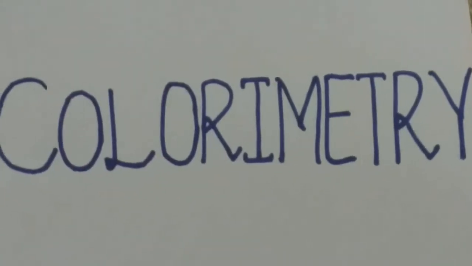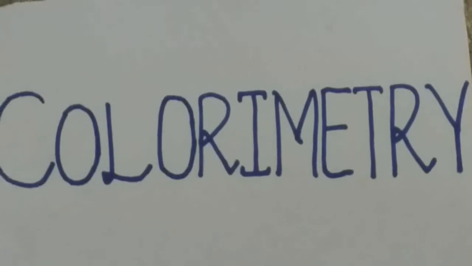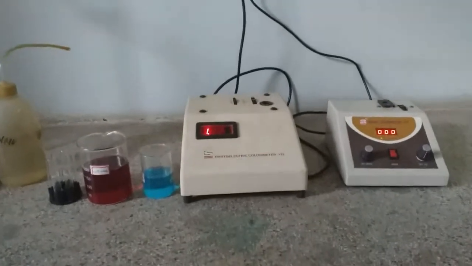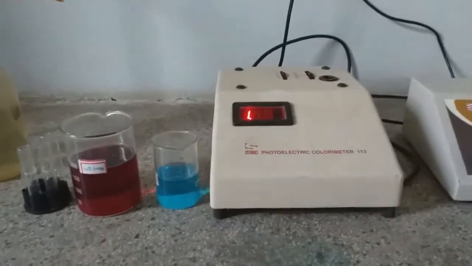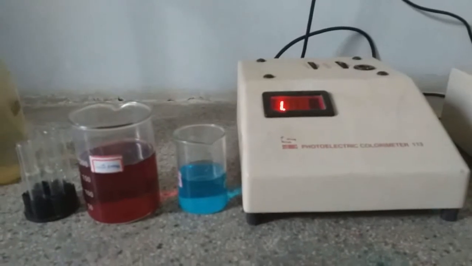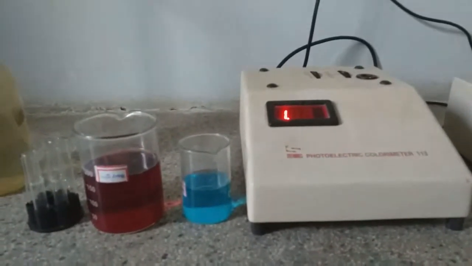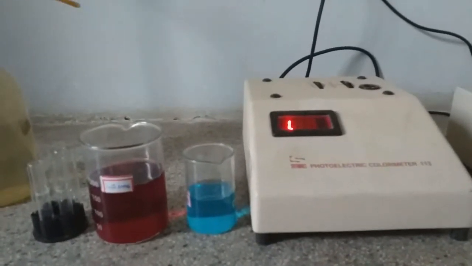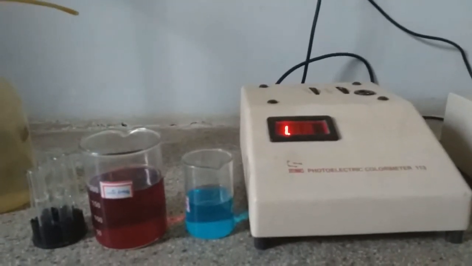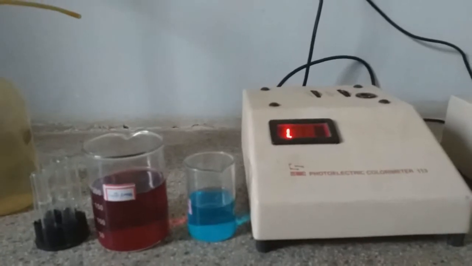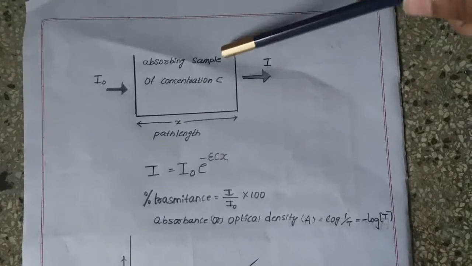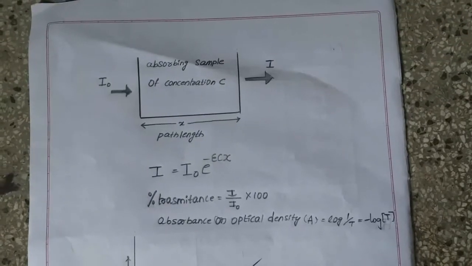Today we are here to give a demo on colorimetry. Colorimetry is based on Beer's law. Beer's law is applicable only to dilute solutions. It states that when a monochromatic light is passed through a homogeneous absorbing medium, the decrease in the intensity of light with the thickness of the medium is directly proportional to the intensity of incident light as well as the concentration of the solution. When light falls on the solution, some amount of the light gets transmitted.